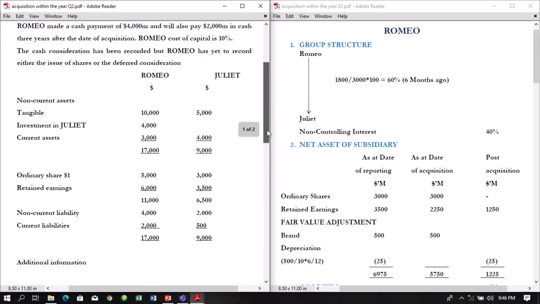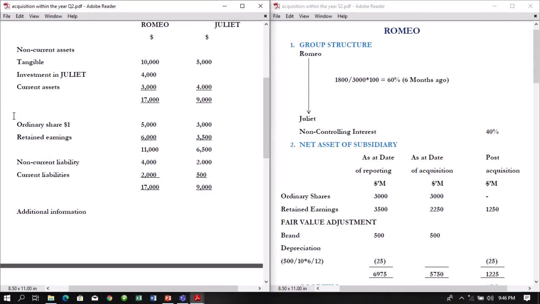Coming down here, under my equity, I can see clearly that the ordinary share is $1 each, and under Juliet, the total shares is 3 million. Now, $3 million here divided by $1 will give me 3,000. So coming here, 1,800 divided by 3,000 times 100% will give me 60%.